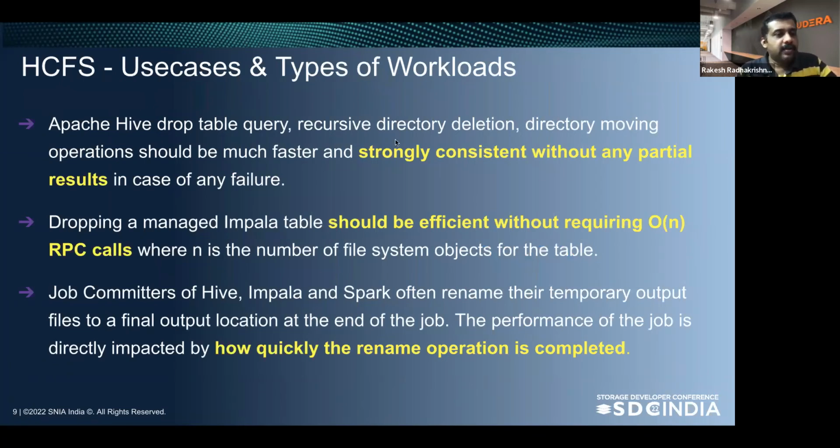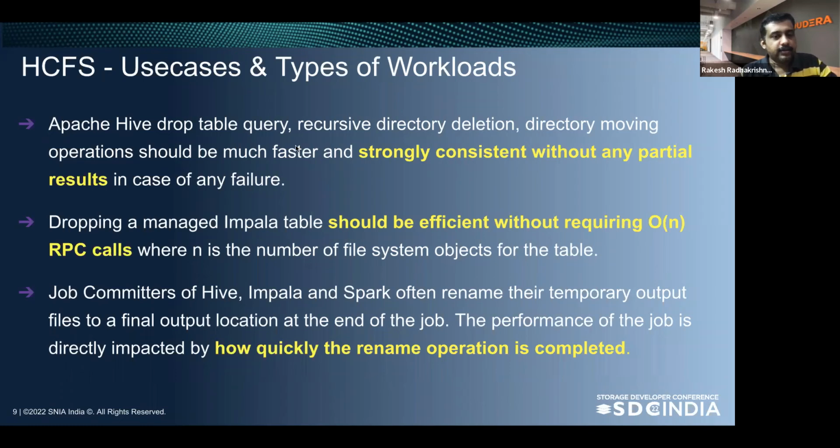Yeah, so let's look at the HCFS use cases and the type of workloads which are running on top of the object store or the file system. If you look at Apache Hive, Impala, batch operations like Apache Spark, or the typical traditional MapReduce job, all these have some similarities. They all expect strong consistency without any partial results in case of client failure, network failure, or packet loss. And when they are doing rename or delete operations, it should be consistent.